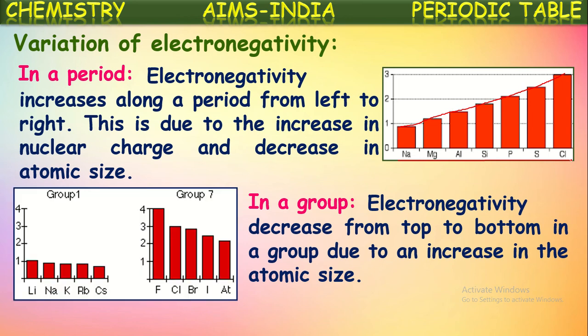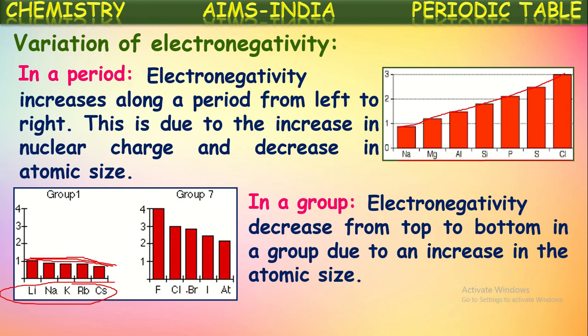We can see an example here. See the first group elements: lithium, sodium, potassium, rubidium and cesium. These are first group elements from top to bottom. We know from lithium to cesium, atomic size gradually increases. Hence, the tendency of pulling electrons decreases. We can see here that gradually electronegativity values decreased, isn't it?